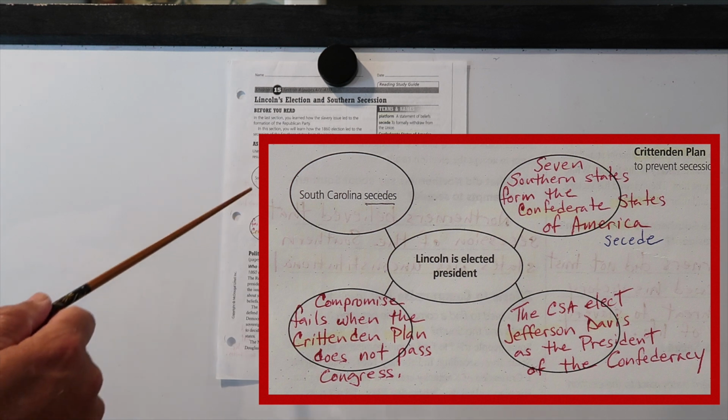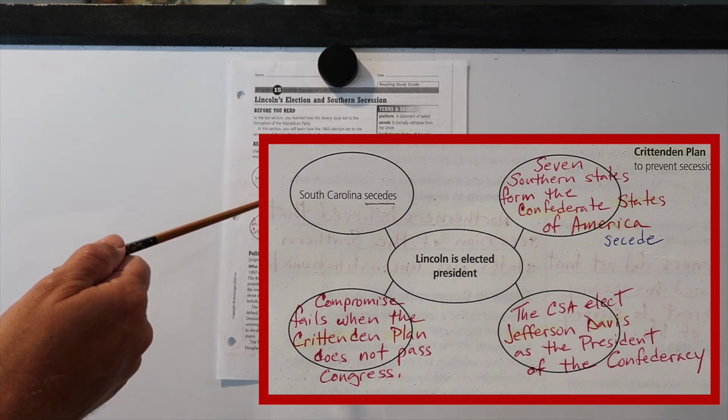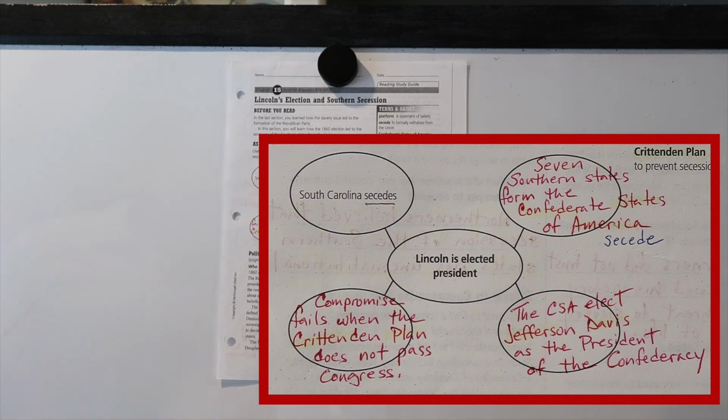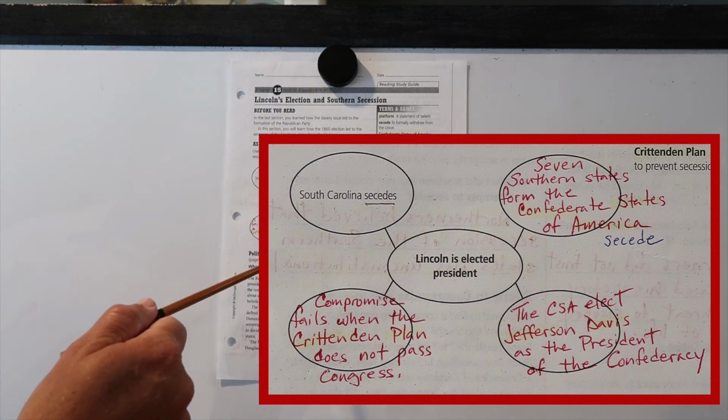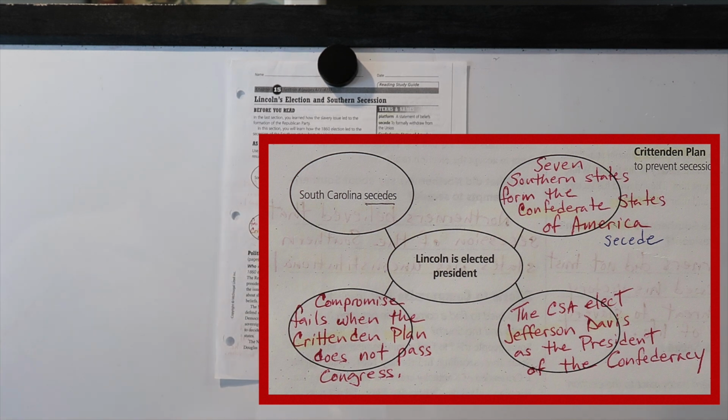So the first one was done for you. South Carolina secedes. And then you have, in addition to South Carolina, 6 others for a total of 7 southern states form the Confederate States of America. They elect a president of the Confederate States of America, shortened CSA. Jefferson Davis is the first and ends up being only president of the Confederacy.